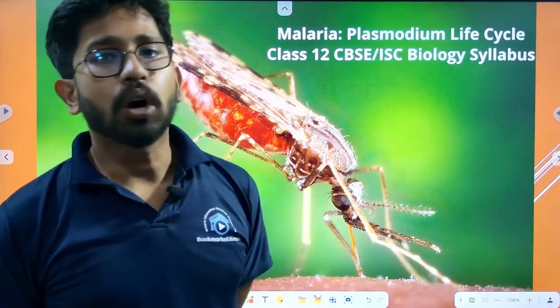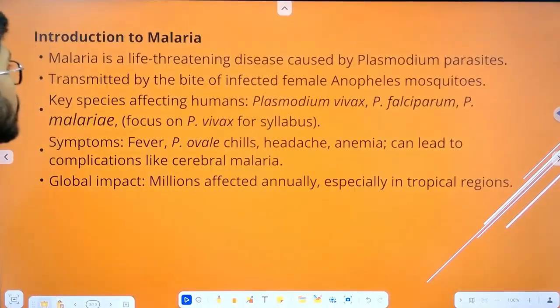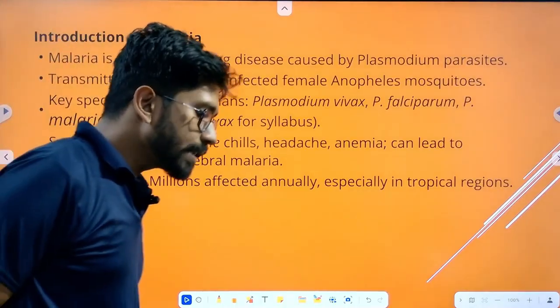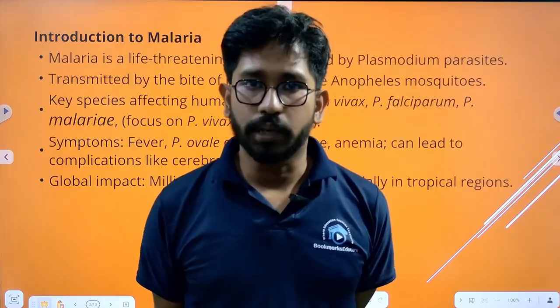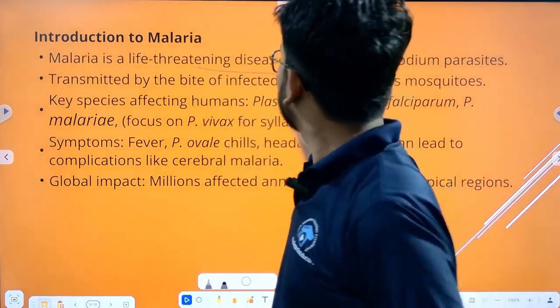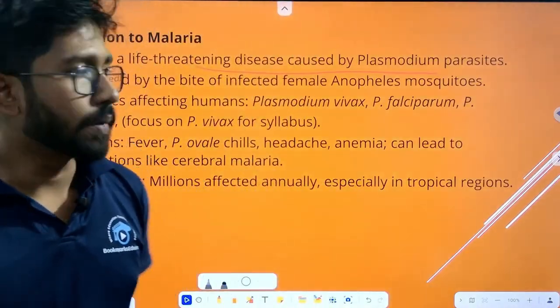Today we are going to talk about malaria. So let's see, what is malaria? Malaria is an infectious disease caused by a parasite named Plasmodium, right? Malaria is a life-threatening disease caused by the Plasmodium parasite. It is transmitted primarily through mosquito bites.